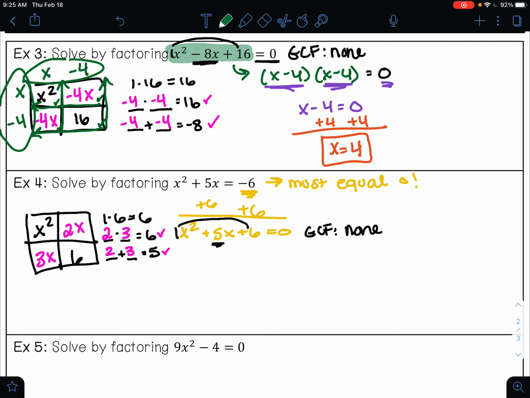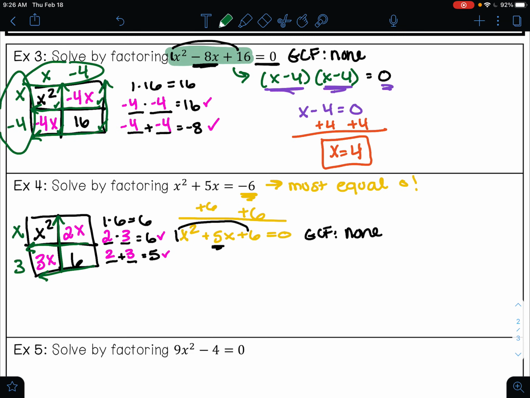Now I'm looking for the greatest common factor of each row and of each column. The greatest common factor between x squared and 2x is x. The greatest common factor between 3x and 6 is 3. The greatest common factor between x squared and 3x is x. And the greatest common factor between 2x and 6 is 2.